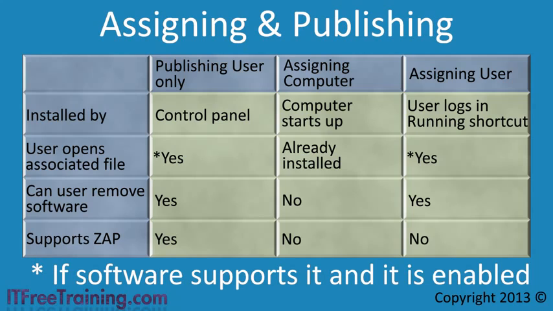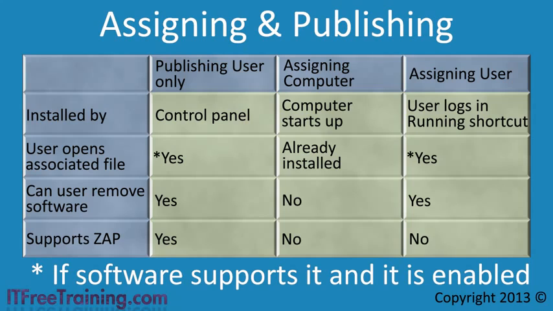The last choice you have when installing software is to assign it to a user or users. When software is assigned to the user, the software can be installed in one of two ways. First, it can be configured to be installed automatically when the user logs in. This means regardless of which computer the user logs into the domain with, when they log into this computer, the software assigned to that user will automatically install.